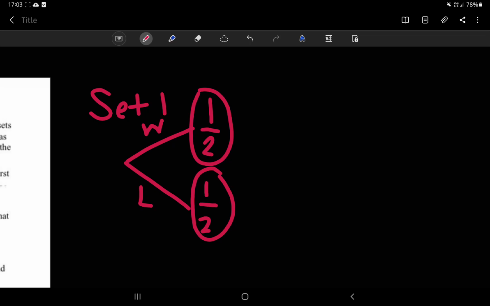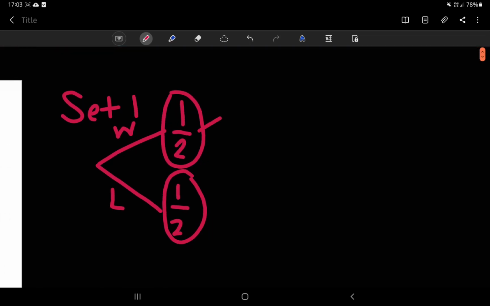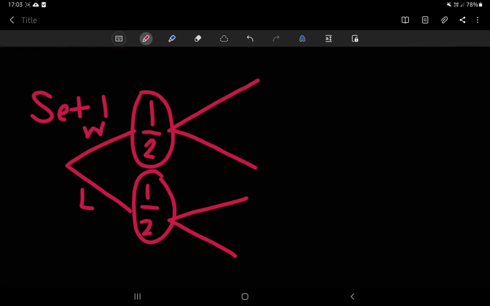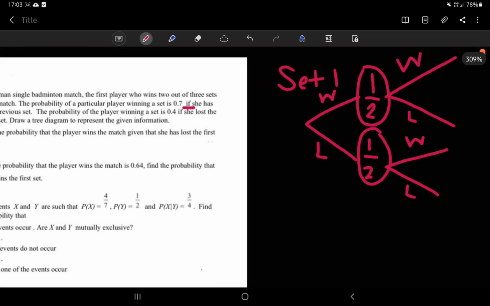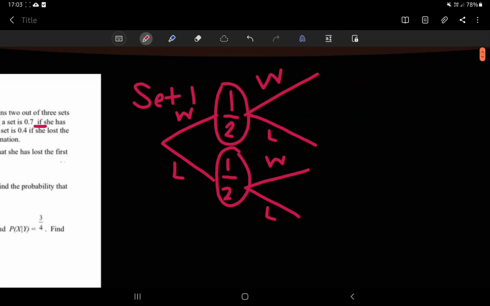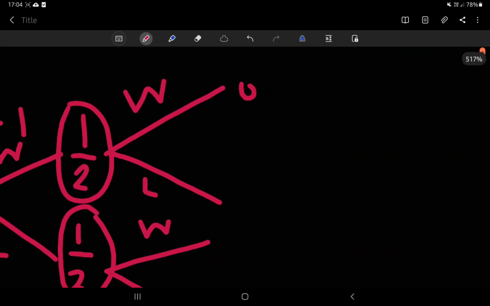And for set 2, you will have win or loss, win or loss also. Because for the first condition, she wins the first set, which means the probability of winning is of course 0.7, according to the question. Then we circle it like that, and the losing probability will be the remaining, which is 0.3.